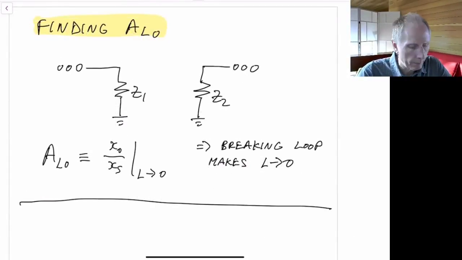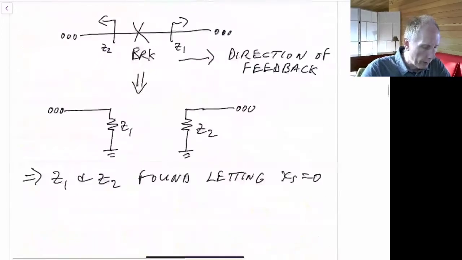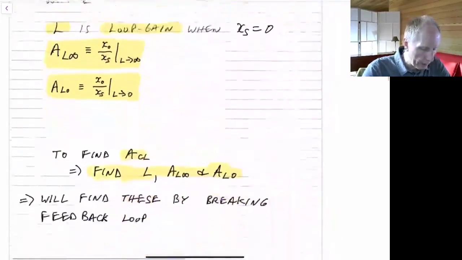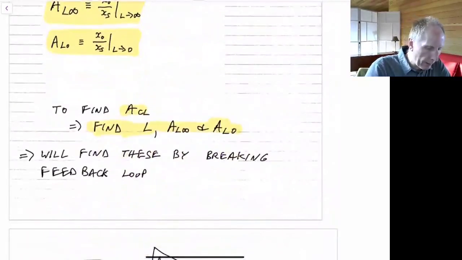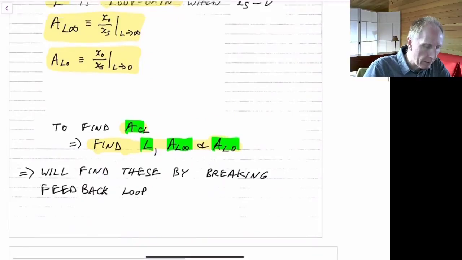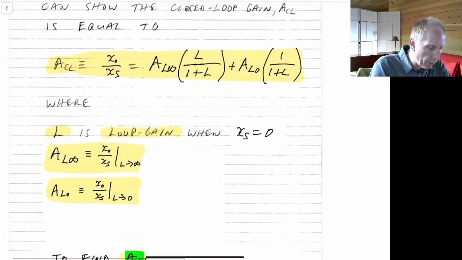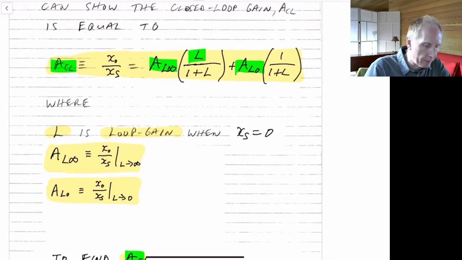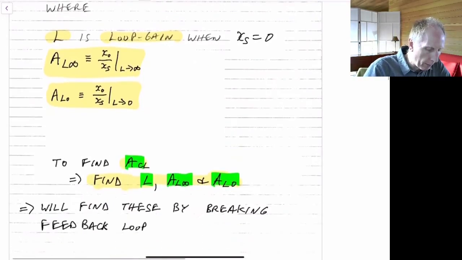So to recap, we've been looking at methods to find these three values here, L, A sub L infinity, and A sub L naught. Once we find those three, we can find A sub CL by substituting into this formula here, where we have A sub L infinity, L, and A sub L naught. So let's look at some examples on how we can apply this to circuits.